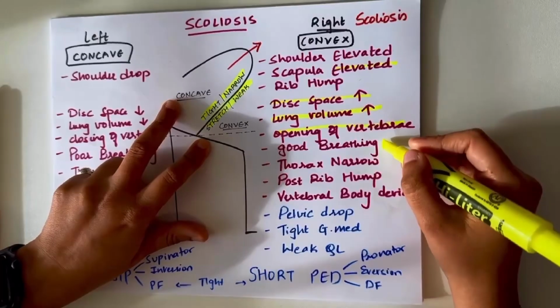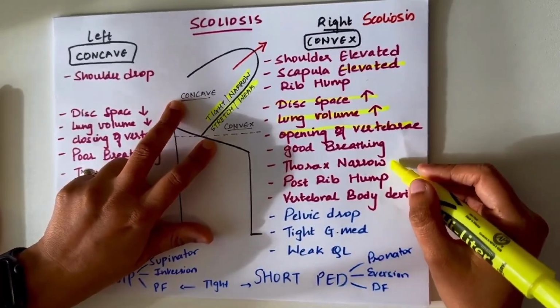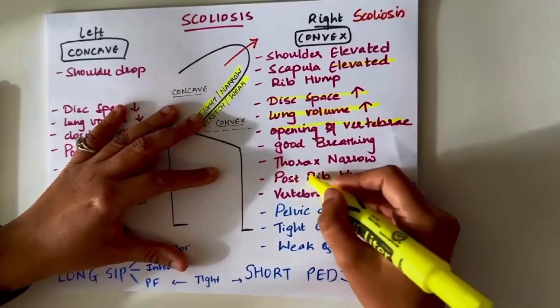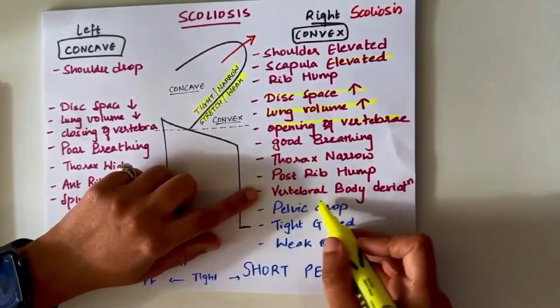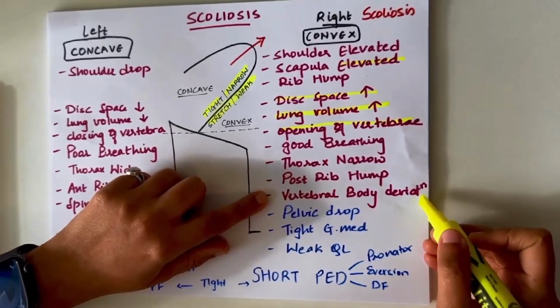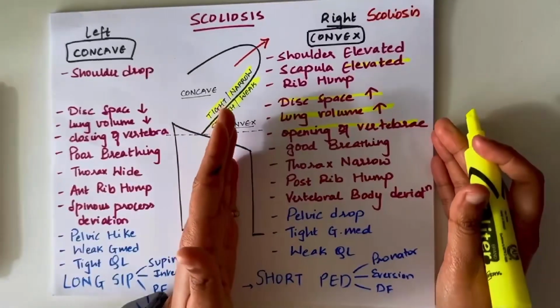You have good breathing. Thoracic is narrow because it gets shifted. You will have a posterior rib hump like we already discussed. You will have vertebral body deviation, which is more seen on the convex side.